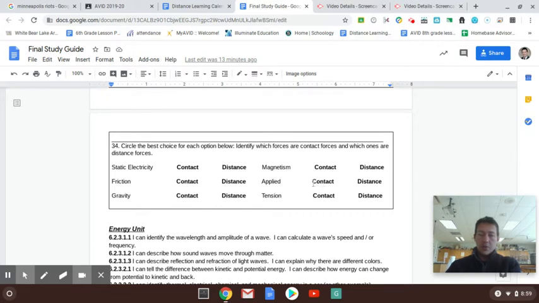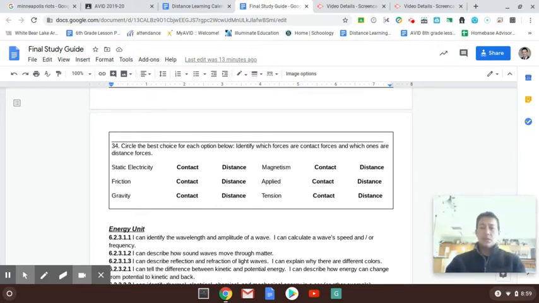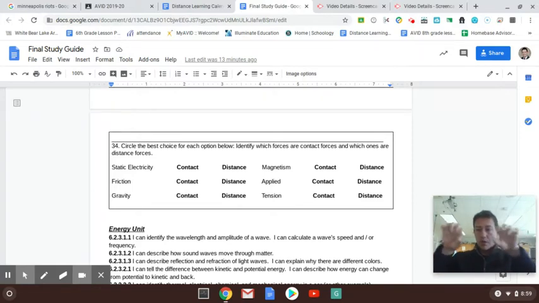Applied force. Applied is when I actually physically touch something and push it. So that is a contact force. Tension, that's stretching something out like a rubber band. So you actually have to physically stretch it, so that's contact.